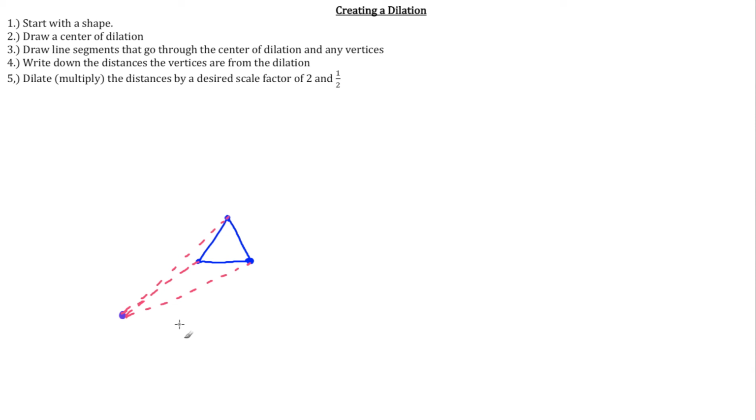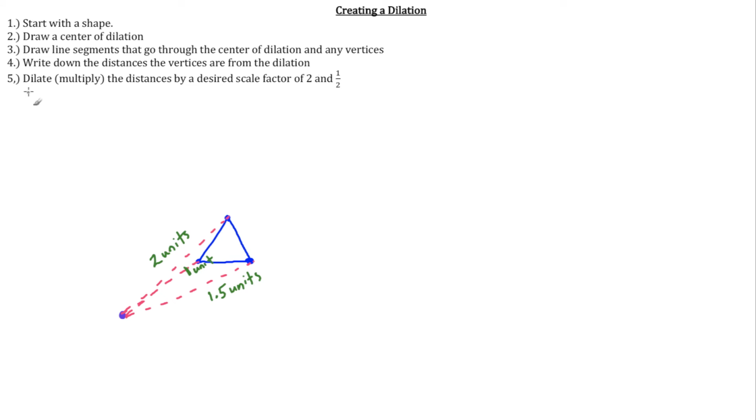It says write down the distances the vertices are from the center of dilation. So I am going to make up some distances. I want to make this green so you can see a little better. Let's say this was 2 units. Let's say this was 1 unit. And let's say this one was 1.5 units away. So it says write down the distances.